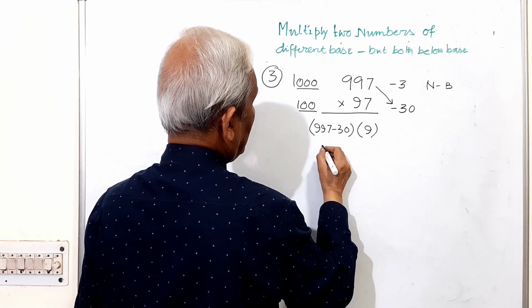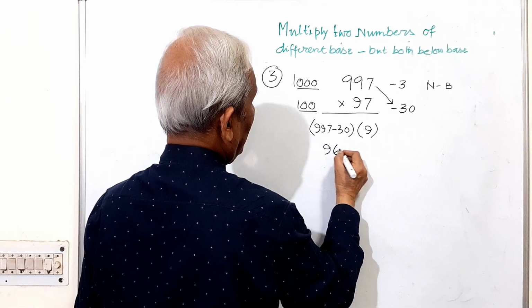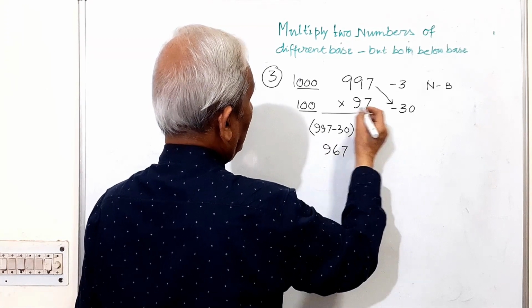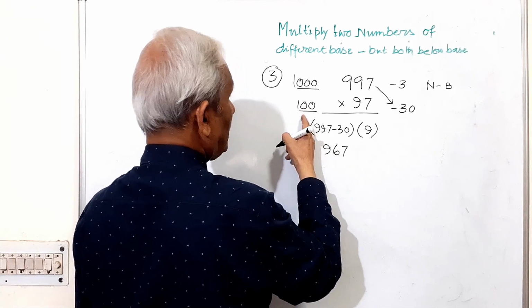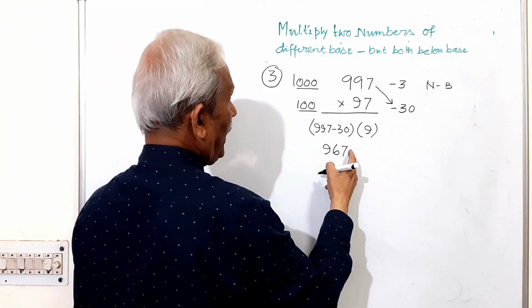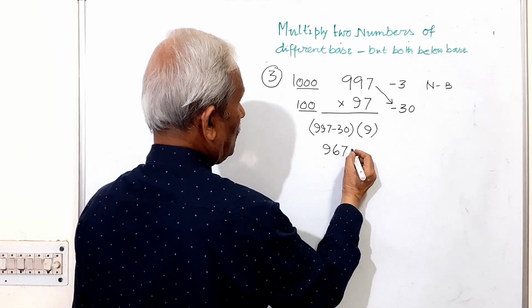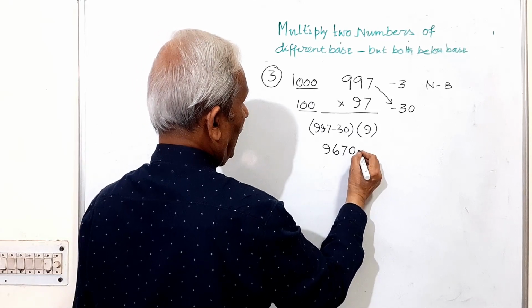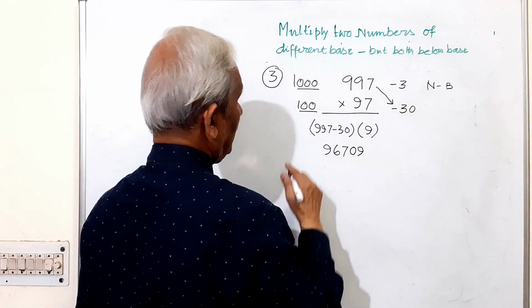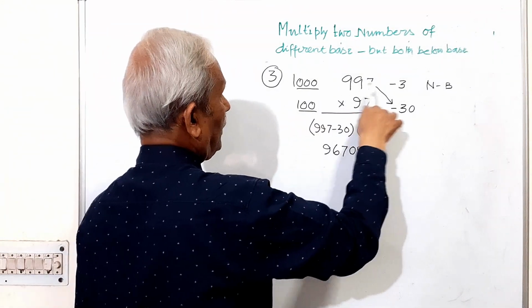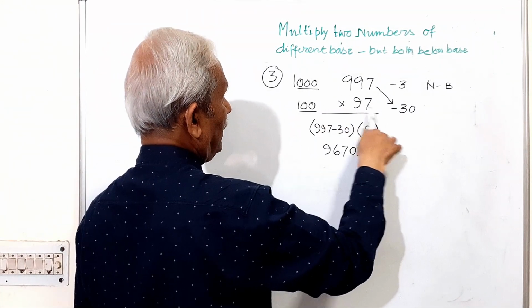So this becomes 967 and the lower base, the smaller base, has got 2 zeros, so we have to have 2 digits here. So what you do is write 1 0 here and write 9 here, right? I hope you have followed it. 997 minus 1000 is minus 3, 97 minus 100 is minus 3.